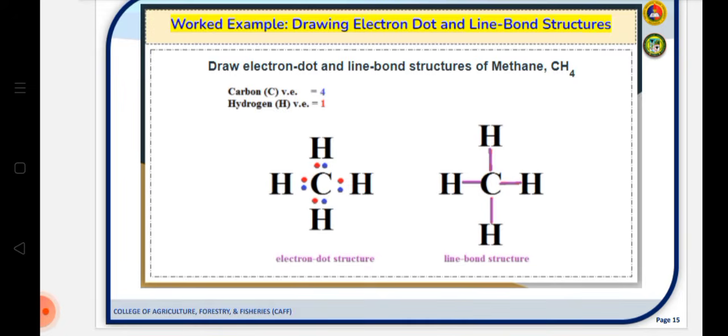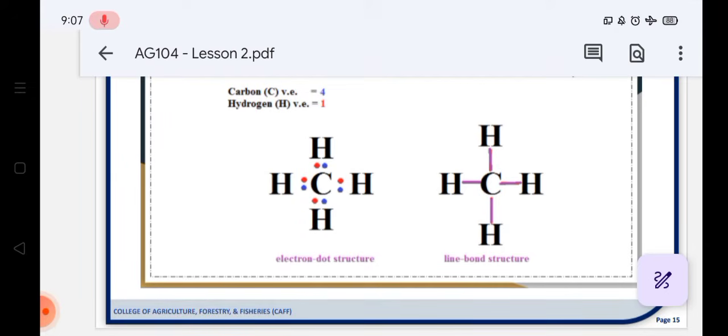Now, kung atong i-drawing ang line bond structure, so ingon ani ra upat ka buok line. So meaning sa usa ka line or usa ka bond, there are 2 electrons na nag-share. So naa na tay upat ka buok lines or upat na ka buok bonds. Meaning, naa tay 8 ka buok electrons nga nag-share.